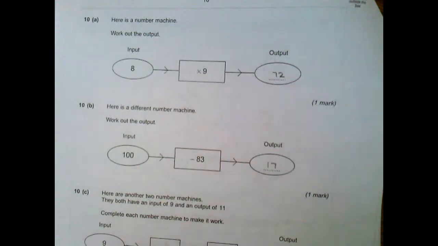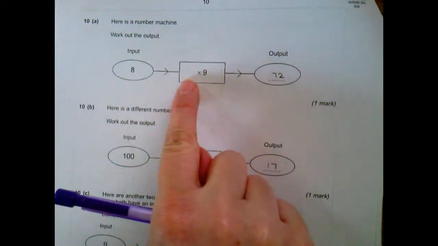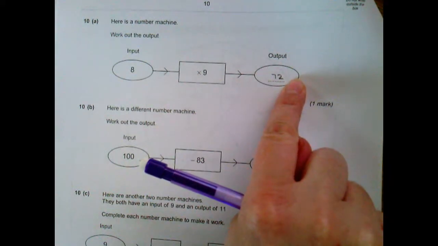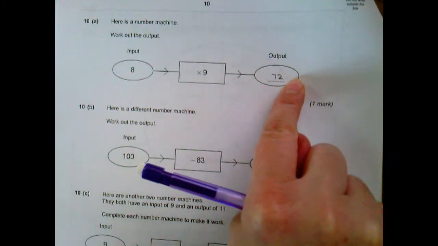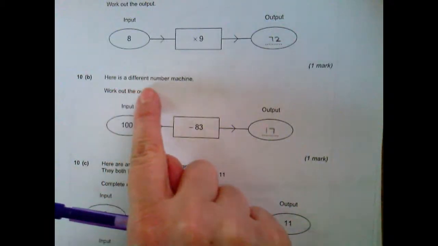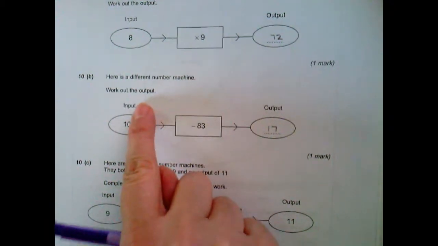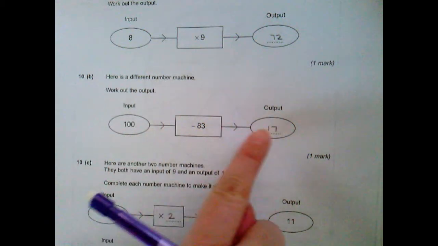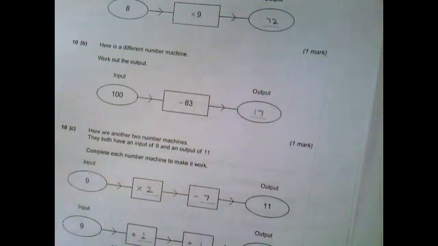Right, so number 10, here's a number sequence, work out the output. So just 8 times 9, 72, provided that you know your 8 and 9 times tables, that should be easy enough. If not, use your fingers. Here is a different number machine, work out the output. 100 take away 83 is just 17. Again, if you need to do a calculation, then do it. I just did it in my head.